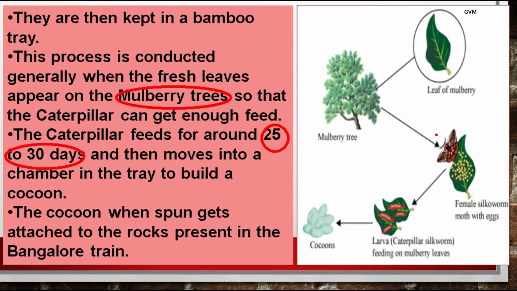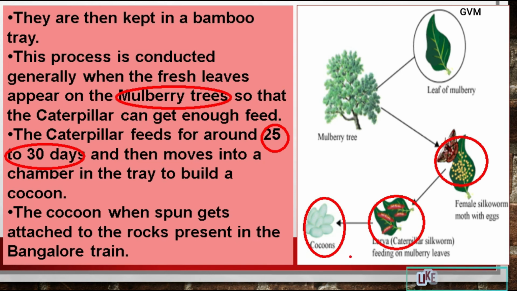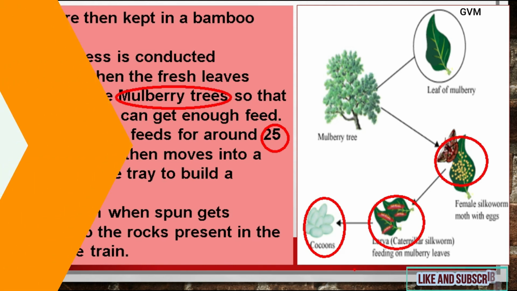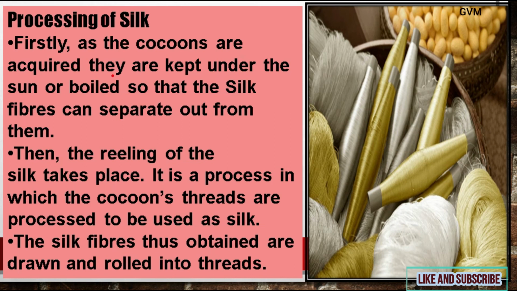As you can see here, when the adult silk moth lays hundreds of eggs at a single time, these eggs hatch into larvae that are called caterpillars or silkworms, and then these silkworms secrete a certain kind of protein from their mouth, and when this protein comes in contact with air, it becomes hard, and this stage is called cocoon.